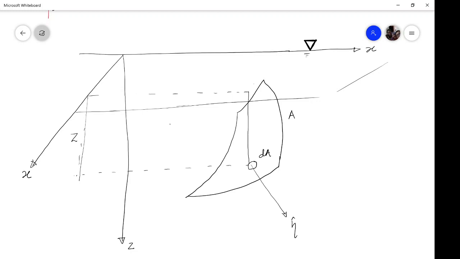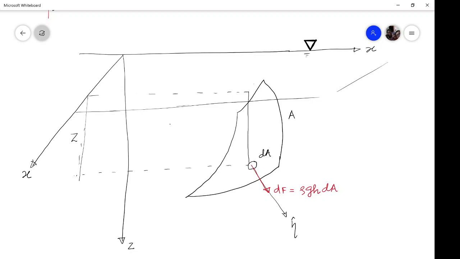So the pressure force which is acting at this particular element will be rho g h, that is the pressure at this point, times the area of this element. So this is now clear to you.